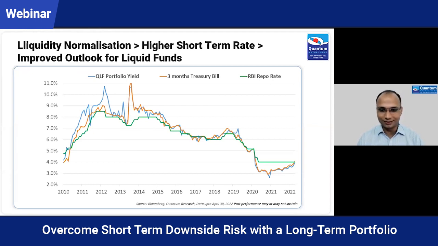And if you are looking at debt funds, make sure you have a longer holding period and you can ride through the volatility. Thank you.